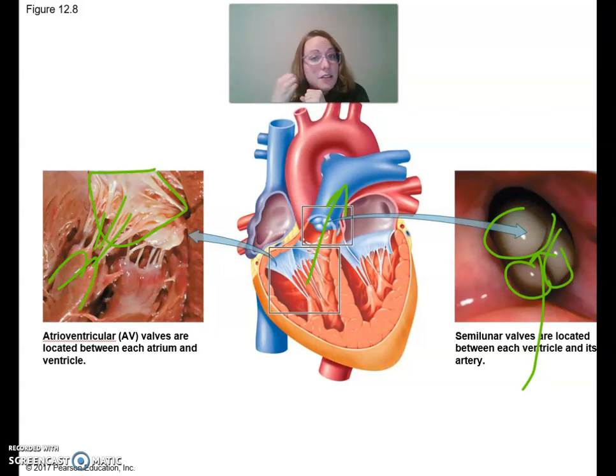If you have a valve that doesn't fully shut right, it's a murmur. You can hear it. In children, it usually gets better on its own over time. And in adults, it can be indicative of issues. It can cause problems. Okay.